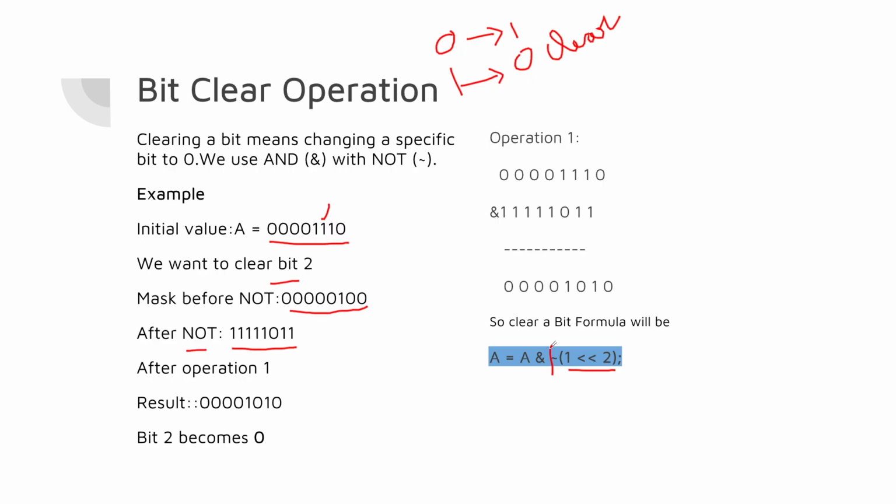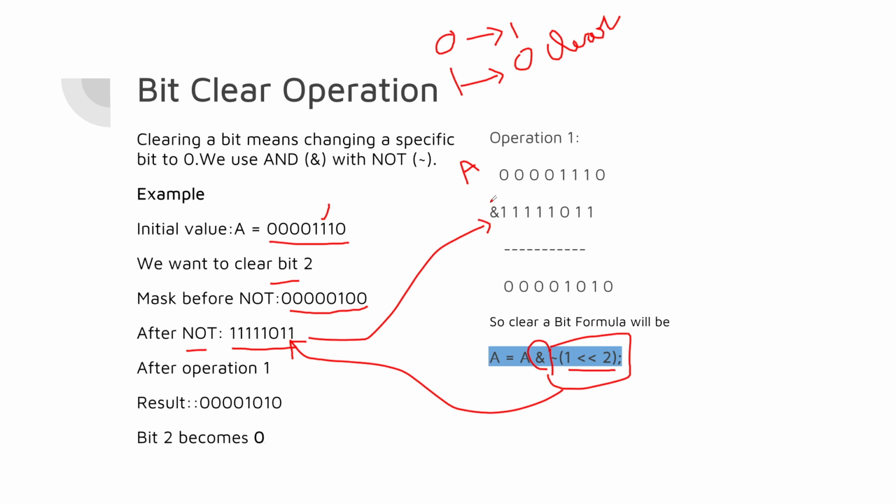NOT operation is nothing but this tilde symbol. So by doing this process, we obtain this mask. Then what are they doing? They are doing AND operation with a value. So this is my a value and this is my mask value. I am doing AND operation, and this AND operation is done here.